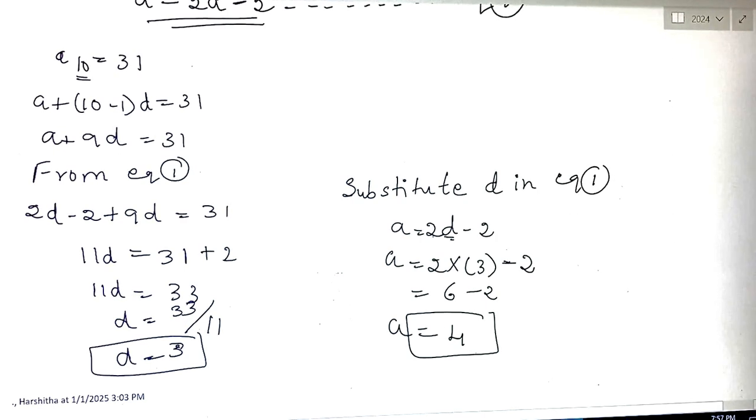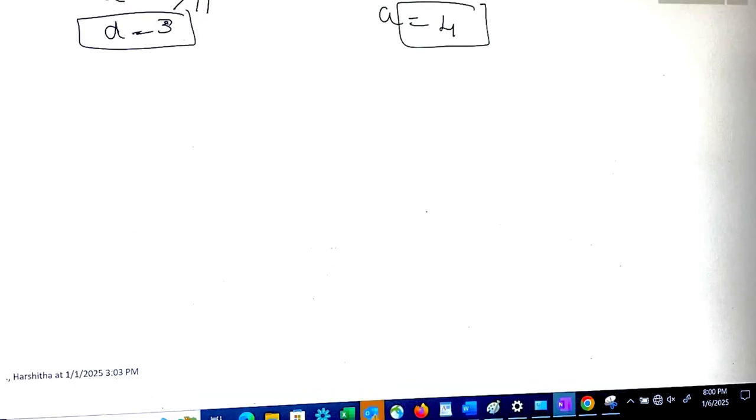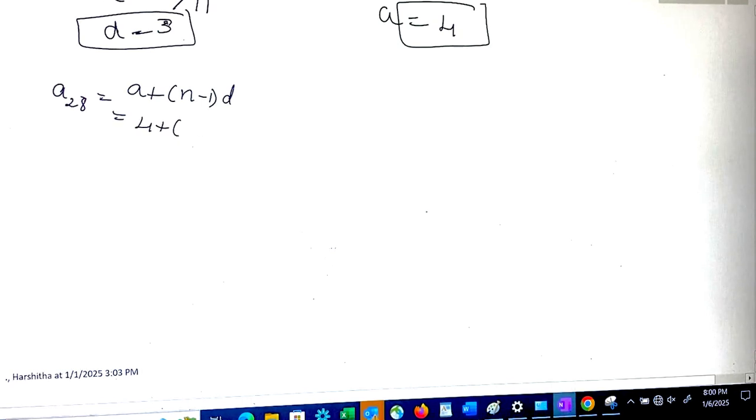Now we know the a value and we know the d value. So now we can find the 28th term. A28 will be a plus (n minus 1)d. That is, a is 4, n minus 1 is nothing but 28 minus 1, that is 27. The d value is 3 here. So that is 4 plus 27 into 3, which is 81. So the answer will be 85.